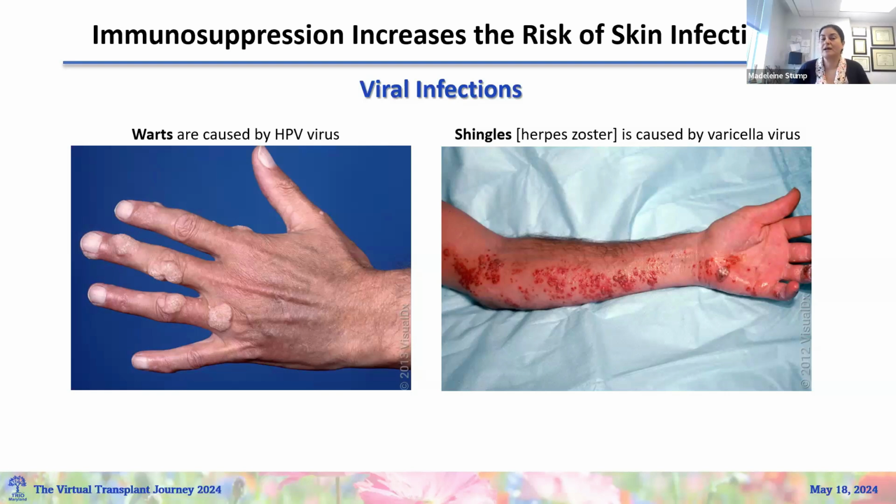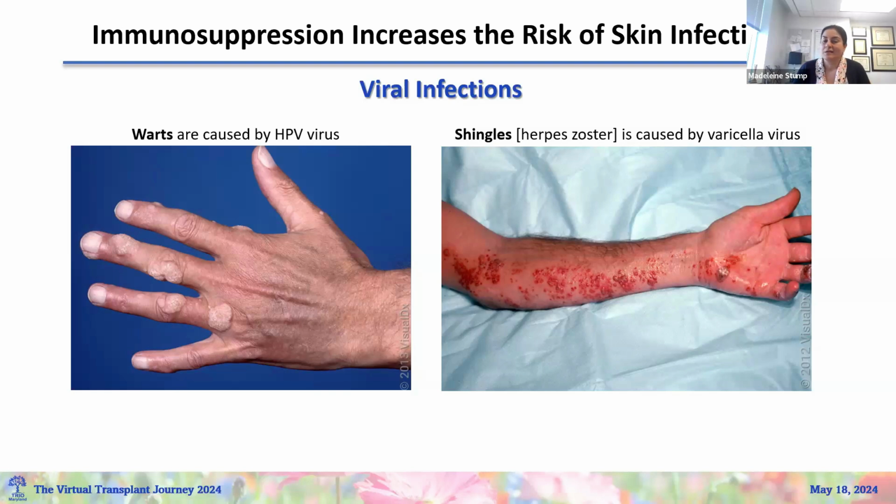And it travels down the nerves all to a particular area of the skin that's innervated by that nerve. So 20% of immunocompetent patients could develop shingles, but this number increases to 50% in patients who are immunosuppressed. And unfortunately, immunosuppressed patients will have higher rates of complications because this can become disseminated.